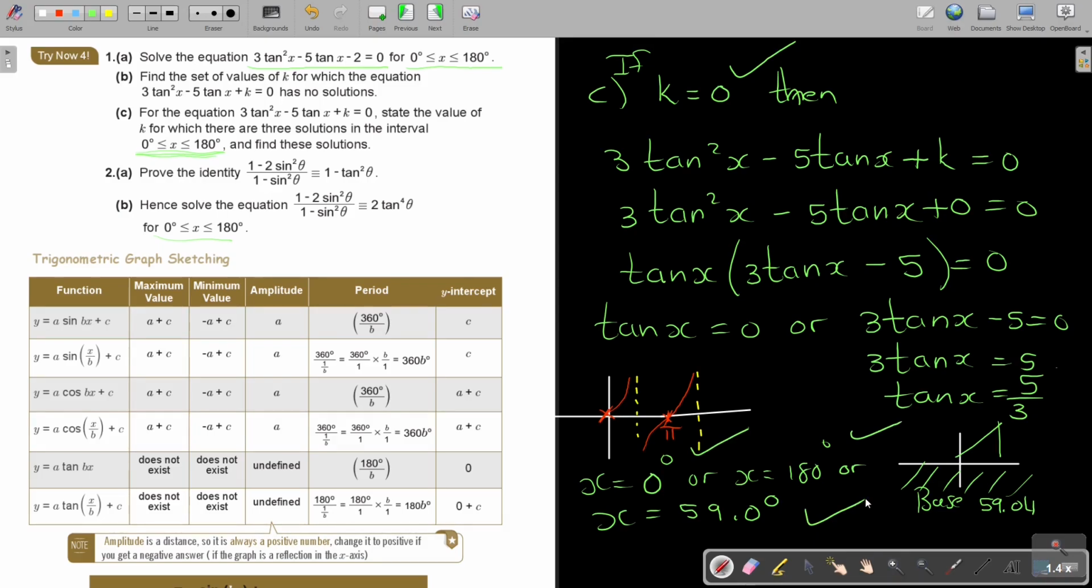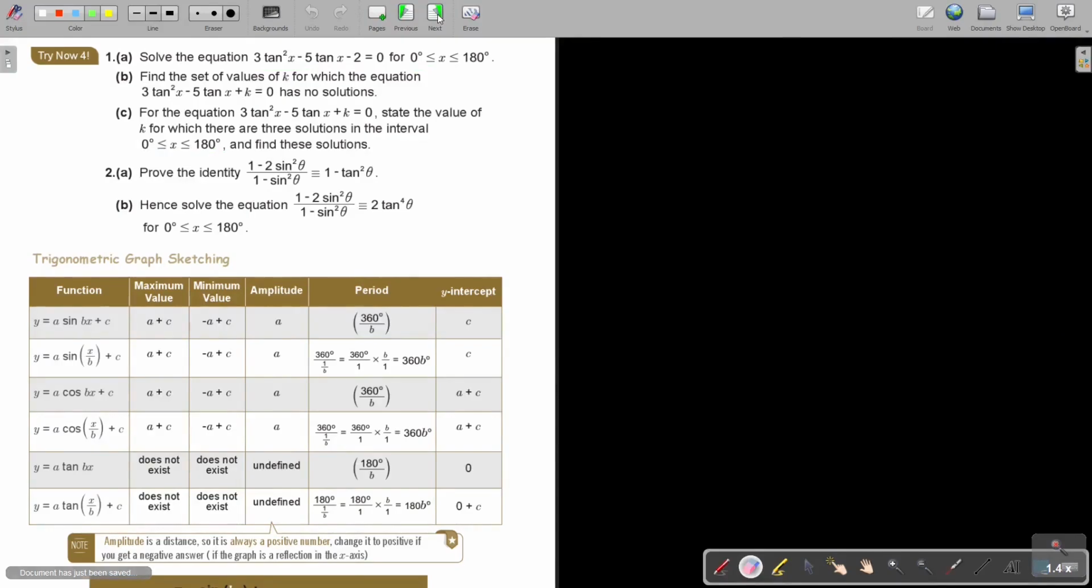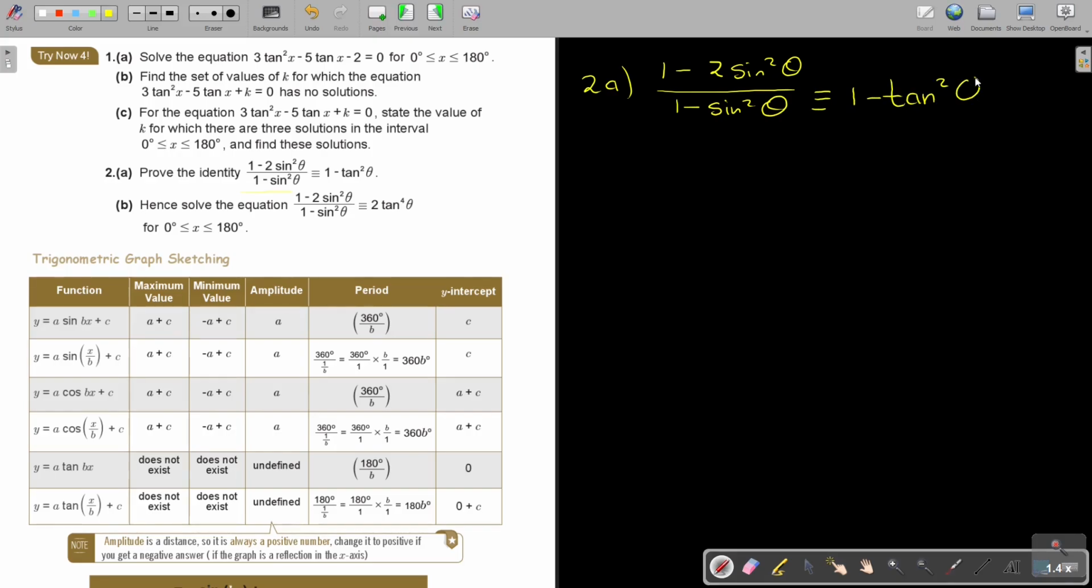I want you to stop the video again and try number 2. Let's start with number 2, let's make it 2a. Prove the identity. Let's first write it out: 1 minus 2 sin square theta over 1 minus sin square theta. The identity is 1 minus tan square theta.